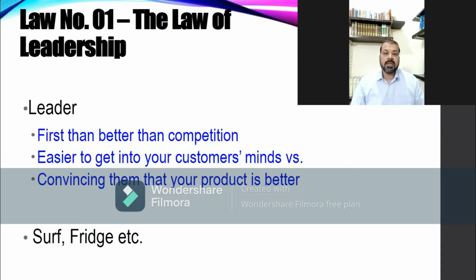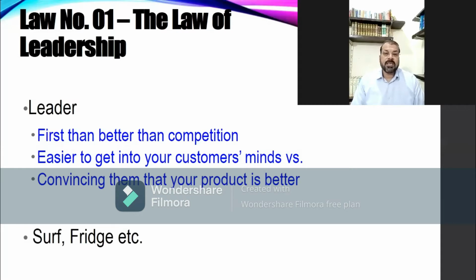Likewise, it is easier to get into your customer's mind versus the competition, because there is no other product for that segment. Again, I'm very much impressed by this young girl who has invented the shaving machine for the blind. No other product is available for the blind to use. So the shaving machine has entered a new market. This is first in its class. This is definitely a new class.